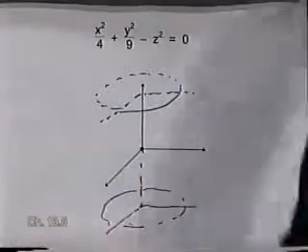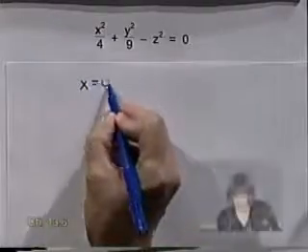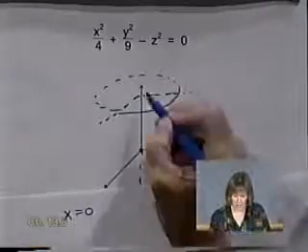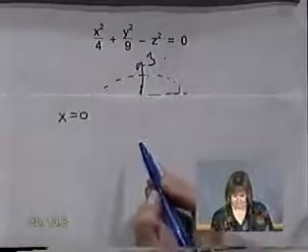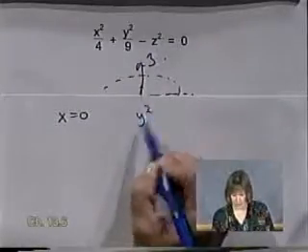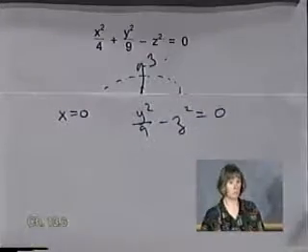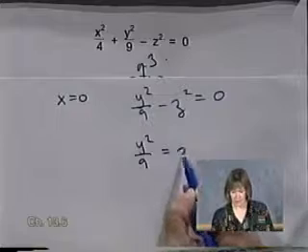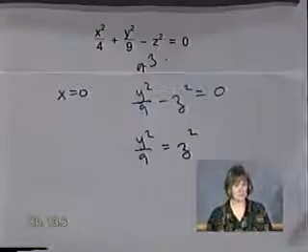Now, let's try something else. We tried the slice with z equal to 0. Let's try x equals 0. Now, when I do x equals 0, that's giving me the y-z plane, right? I'm in the y-z plane. If x is 0, I get y squared over 9 minus z squared equals 0, or y squared over 9 equals z squared. What is that a graph of?